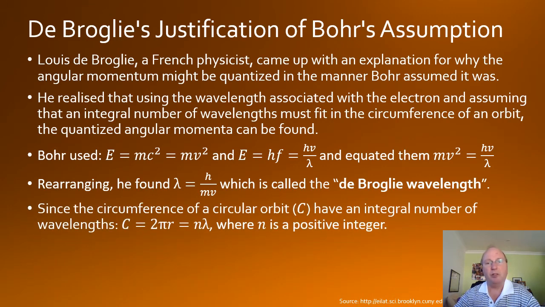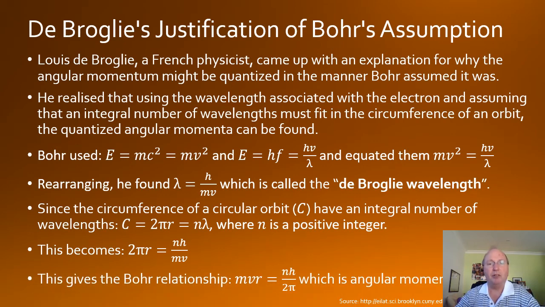Since the circumference of a circle has an integral number of wavelengths, C equals 2 pi r equals n lambda, where n is a positive integer. This becomes 2 pi r equals nh on mv, and this gives the Bohr relationship mvr equals nh on 2 pi, which is angular momentum L.